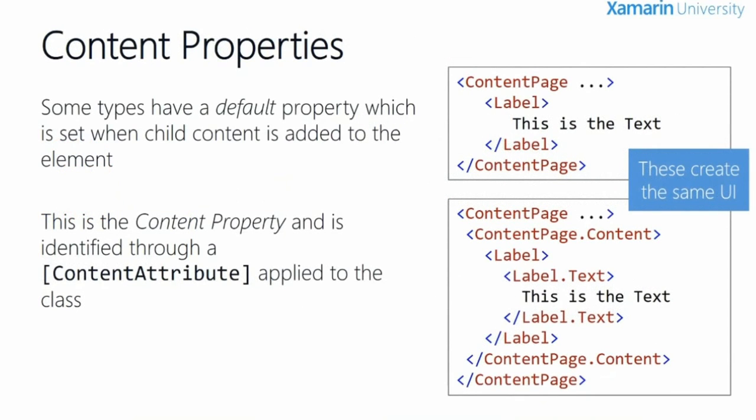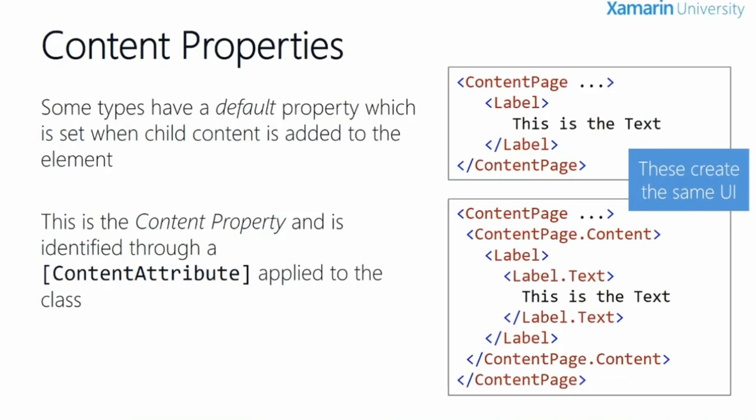It's also very common to see the use of content properties. These are essentially default properties. This is best understood by just looking at code. In the top snippet of code, you can see we have a content page and a label inside of it. And if we were to build this and actually run the application, we would have a new page with a label that says this is the text inside of the label.